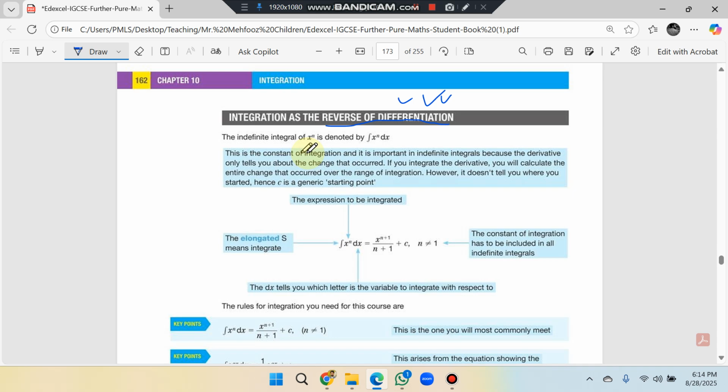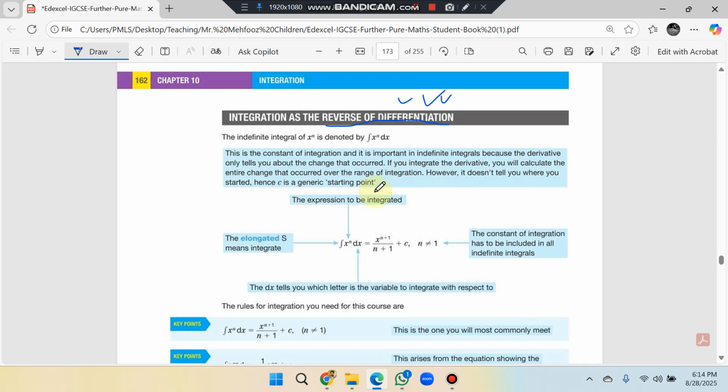This is the constant of the integration and it is important in the indefinite integral, because the derivative only tells you about the change that occurs. If you integrate the derivative, you will calculate the entire change that occurred over the range of integration. However, it does not tell you where you started, hence C is the generic starting point.